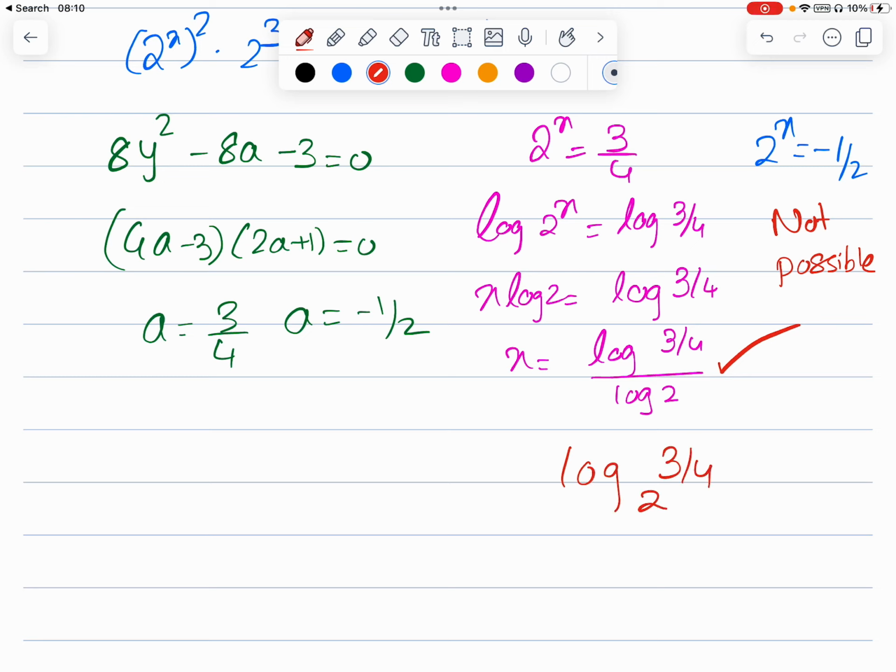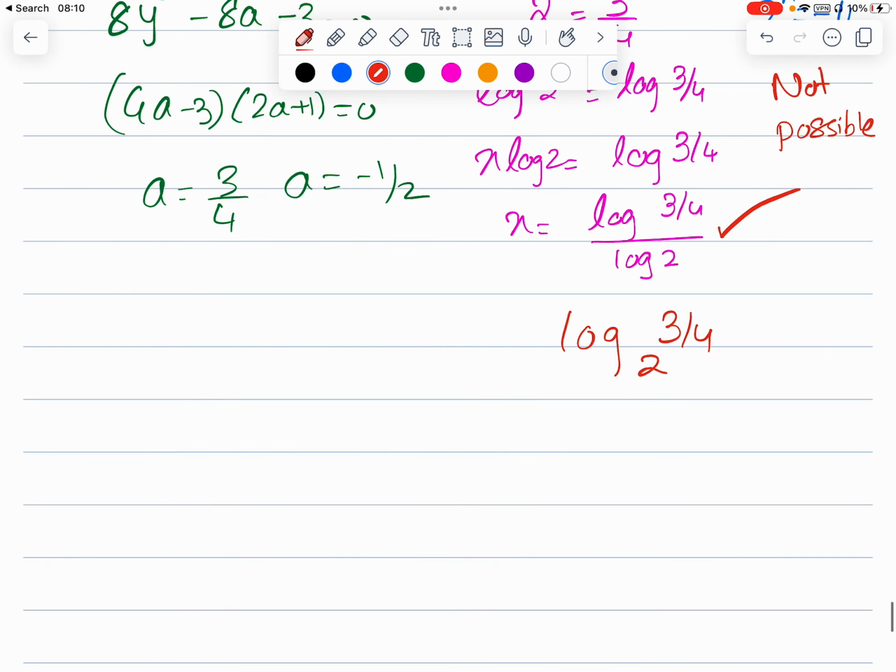But we want to simplify this one further. So what can I write it as? It can be written as log 3 to the base 2 minus log 4 to the base 2. So we can write the answer in this form also.